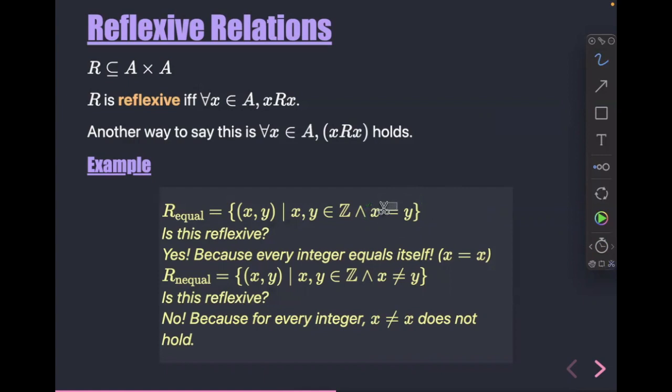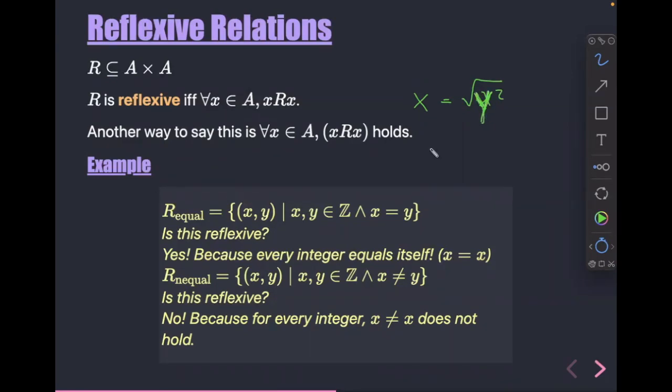Another one that could be considered: if I did X less than Y, that's not going to be reflexive, because X is not less than itself. But if I did X is greater than or equal to Y, that is going to be reflexive, because X is greater than or equal to itself, because X equals itself. Or something like that. Or X equals the square root of X squared, maybe that's the relation I'm talking about, or X equals the square root of Y squared.